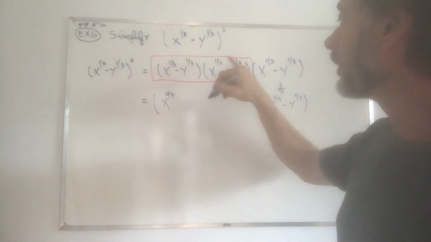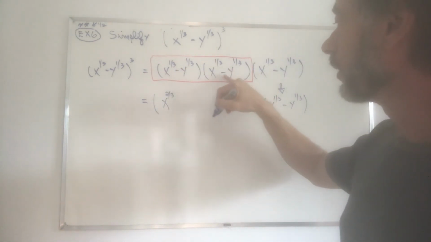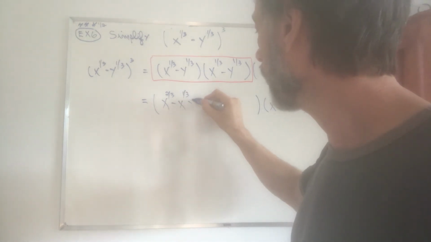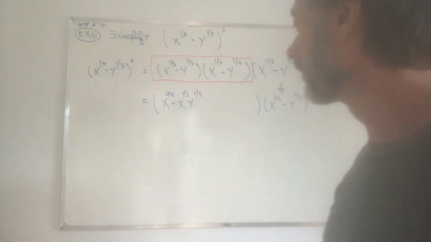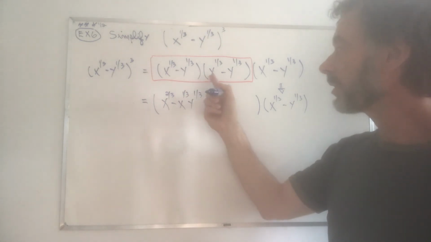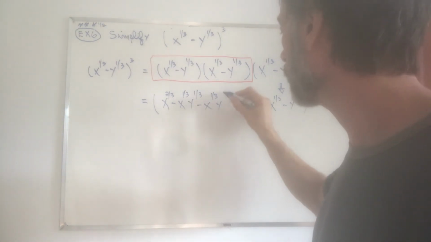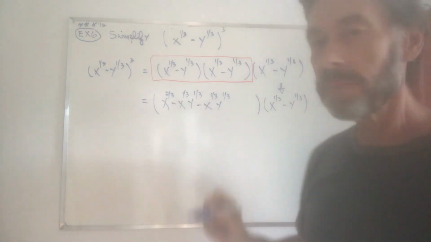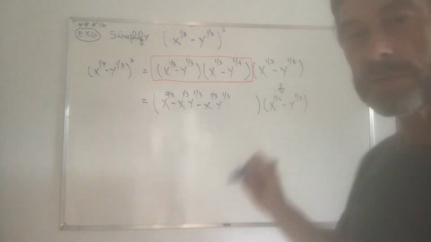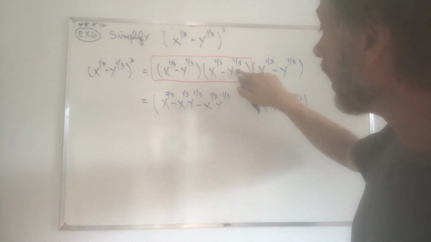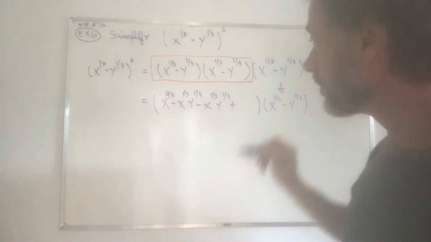X to the 1/3 times y to the 1/3 with a minus. It's minus x to the 1/3, y to the 1/3. Now, y to the 1/3 times x to the 1/3. Again, minus x to the 1/3, y to the 1/3. Remember, you like to put them in alphabetical order. It's easy to spot your like terms if you do that. And minus y to the 1/3 times minus y to the 1/3. Minus minus is a plus.